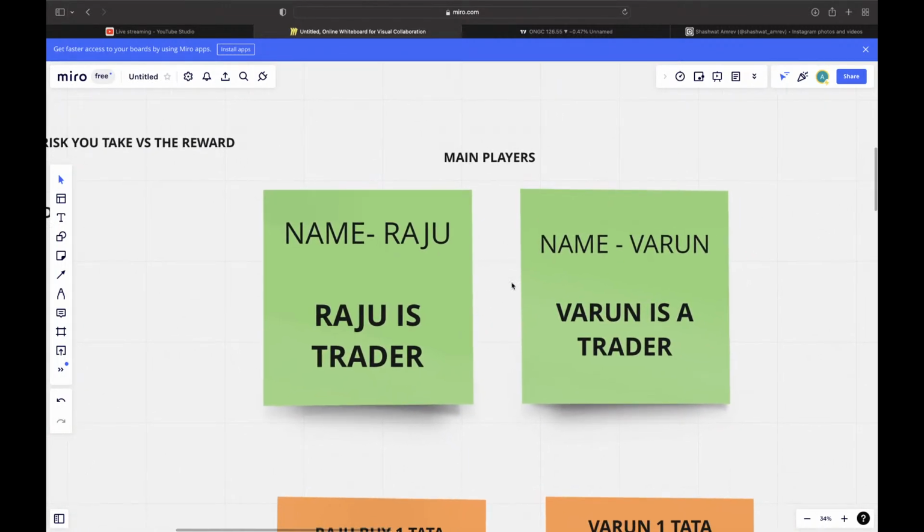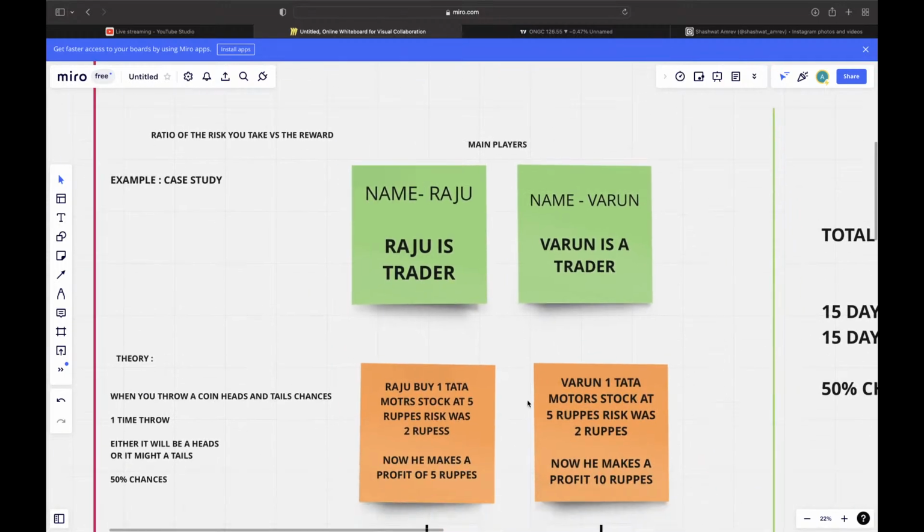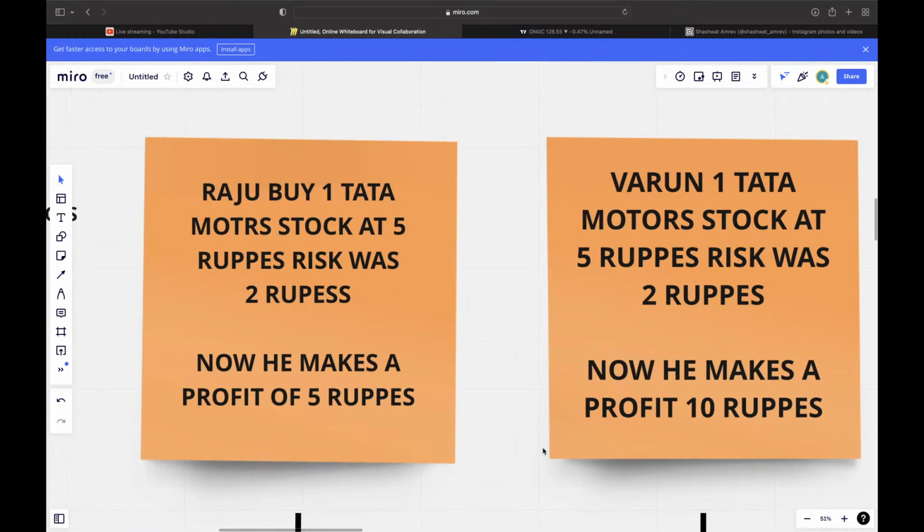So for example, there are 2 people. How many people are there? There are 2 people. First is Raju. Raju is a trader, and second is Varun. Varun is also a trader. Raju buys one stock of Tata at rupees 5. Varun also did the same. At rupees 5, he bought a stock. Risk was rupees 2.